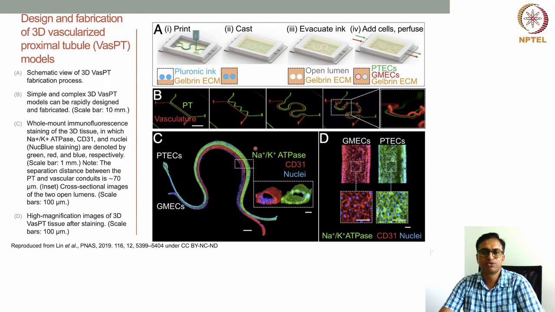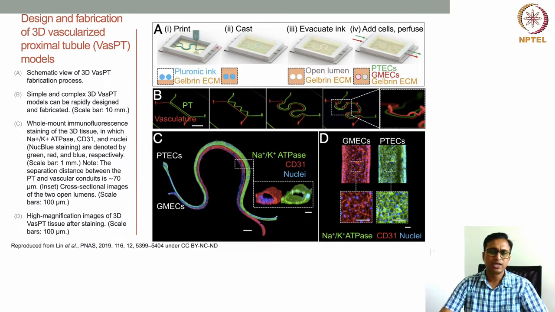For the images from this study, this is their concept, where they printed tubule-like convoluted structures with the 3D printer. Then they recreated this kind of tubule-like morphology where two tubes were printed first with sacrificial pluronic inks. Pluronic ink was used to create this sacrificial tubule-like template, and the ECM material was used to print the structure.